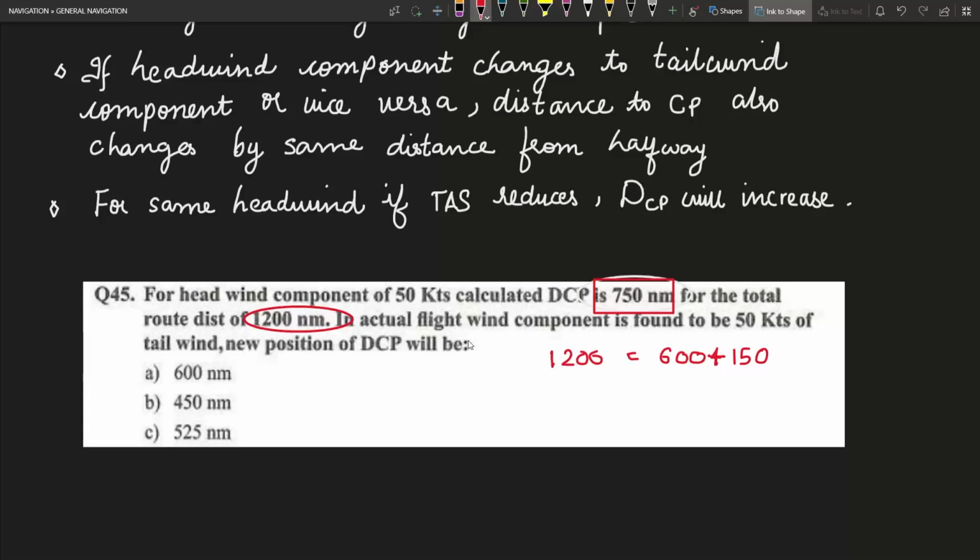Now since the magnitude of the wind is the same, and the headwind just turned into tailwind, by this relation we can say that the new position of the CP, or the critical point, will be 600 minus 150, which equals 450. So the correct answer is B. Also, for the same headwind, if the true airspeed reduces, DCP will increase.